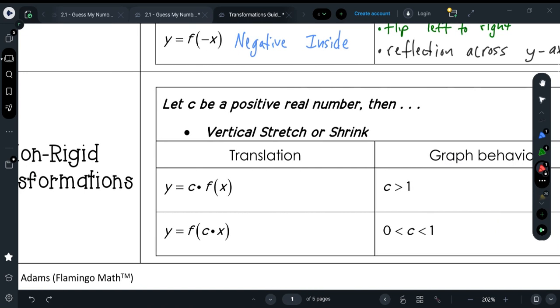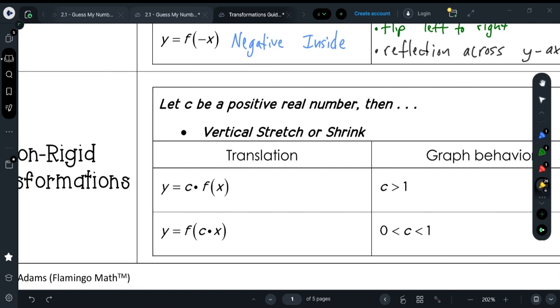Okay, so our non-rigid transformations are going to be either a stretch or a shrink of the graph, and this happens from, hey, notice what we have here. Now look, our number C, so this can be some number, any number. And take a look, it's being multiplied. Right, so it's multiplying the function. So this is multiplication on the outside. This is multiplication on the inside. We can write these down here. Multiply outside, multiply inside.